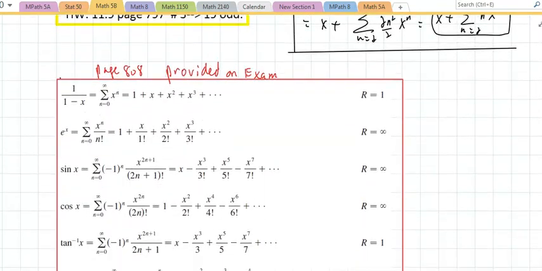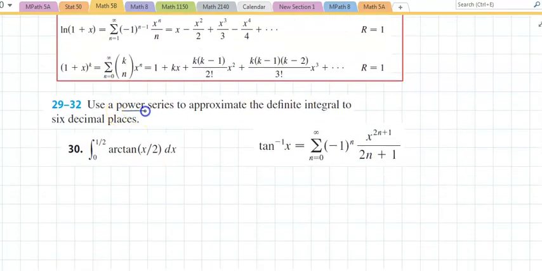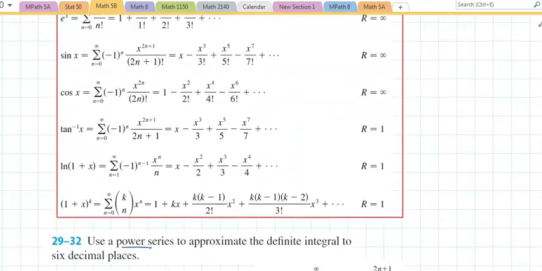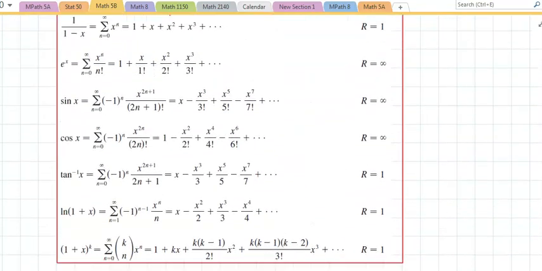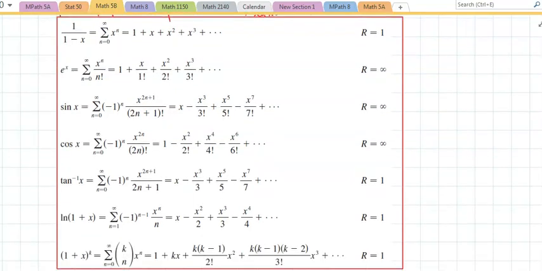The remaining part of the section says use power series, like this problem. Integrate by using power series. If the problem does not say find a power series, you could use this table that I will provide on your test. Actually, it's already on the formula sheet. It's on page 808. And it has formulas for each of those: 1 over 1 minus x, e to the x, sine of x, cosine of x, inverse tangent.